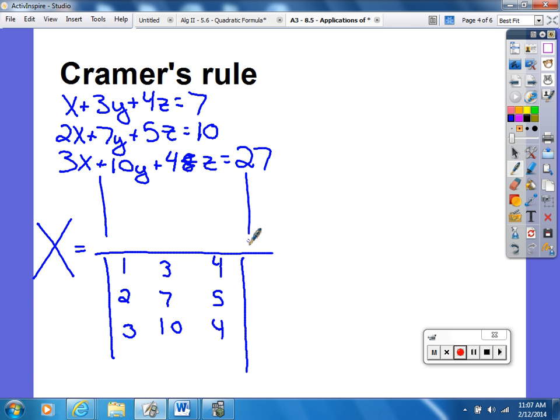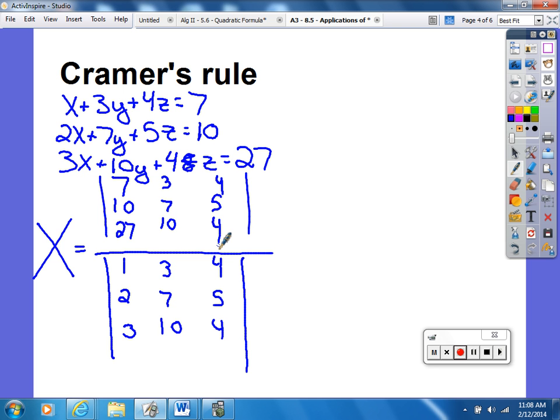Okay. On top. Which letter are you looking for? Which column down here represents the X column? The first one? So I'm going to replace this first column with the answer. 7, 10, and 27. I only replace the column I'm looking for. The other two columns stay the same. So 3, 7, 10, 4, 5, 4. So far, okay?